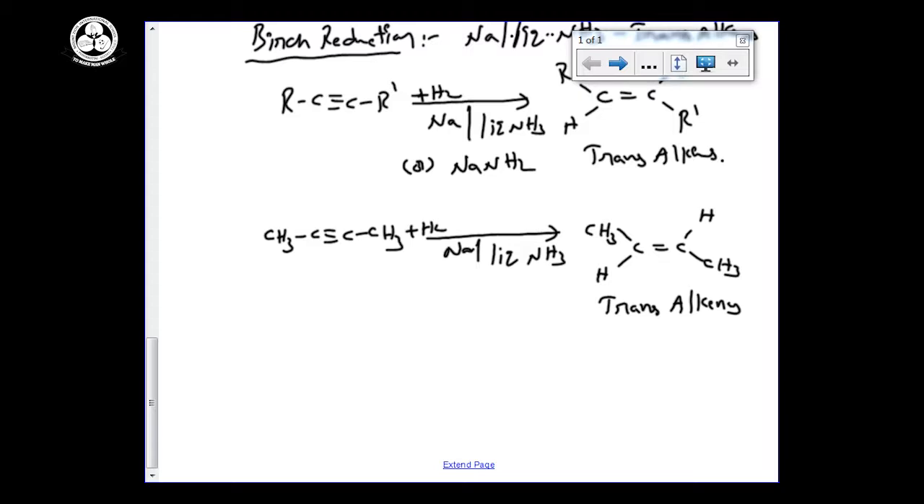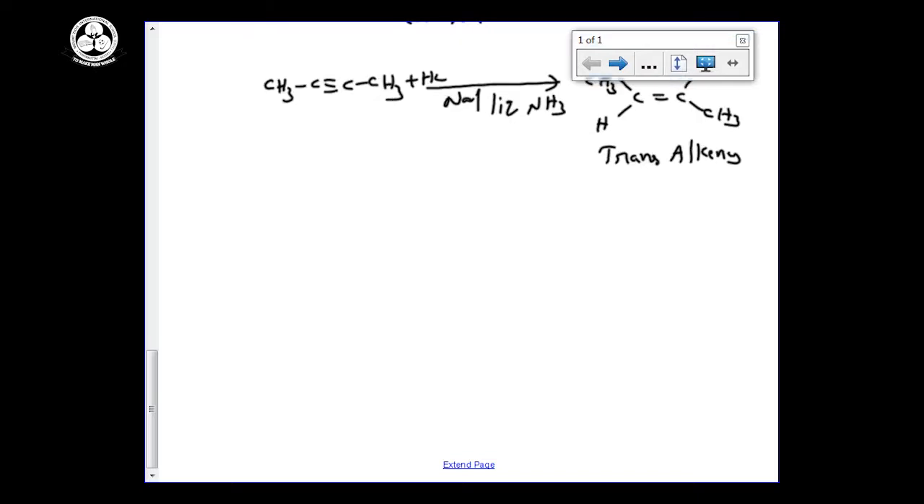Complete reduction gives the alkanes. Alkynes on complete reduction give alkanes. But incomplete reduction is the only problem. In incomplete reduction we can get either the cis form or the trans form. Which reduction gives the cis form and which gives the trans form? Birch reduction gives the trans form, and Birch reduction means we are using the reagent sodium in liquid ammonia. The other reduction, Lindlar's catalyst or metallic reduction, hydrogen in the presence of metal, gives the cis alkenes.